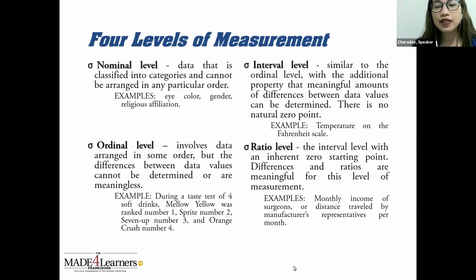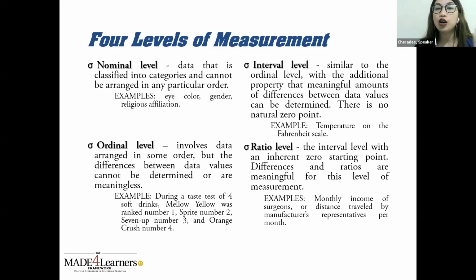All right. And the last one, guys, is the ratio level. So the ratio level is actually an interval level. So if it's an interval level, meaning it's already an ordinal, it's already a nominal, right? So it's an interval level, meaning to say it's an ordinal level with meaningful data, but the difference with interval is that it has a starting point that is 0. The differences and the ratios are always meaningful for this level of measurement.